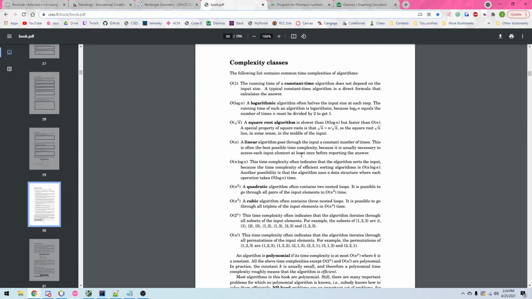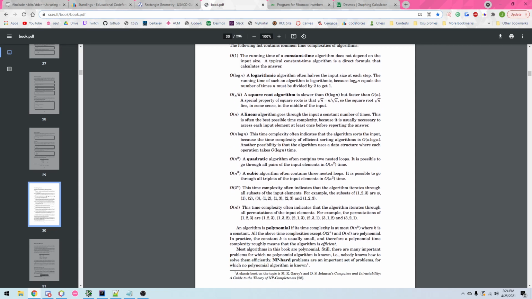They say here that it's usually the best time complexity, and the reason is that if they give you n elements, how can you possibly find what the answer is without actually checking the array itself? So they say this is usually going to be the best time complexity if you're given an array or something.